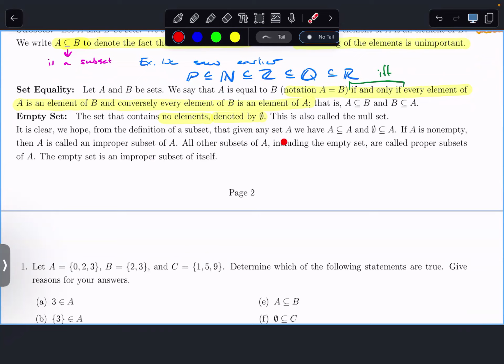If we have a set A, then A can be a subset of A, right? All the elements of A can fit into A, that's fair. And also, the null set is a subset of A, right? So this is where we need to pay a little bit more attention. It's not an element of A necessarily, right? But it is a subset of A, it's no numbers, right?